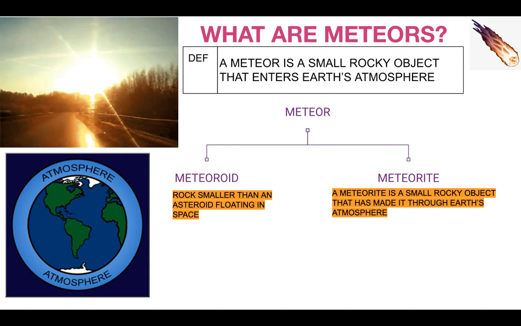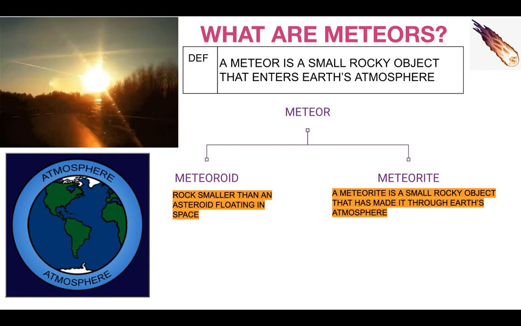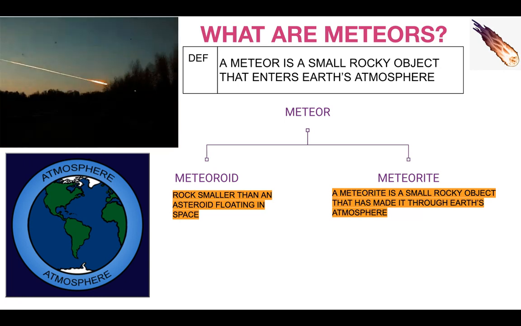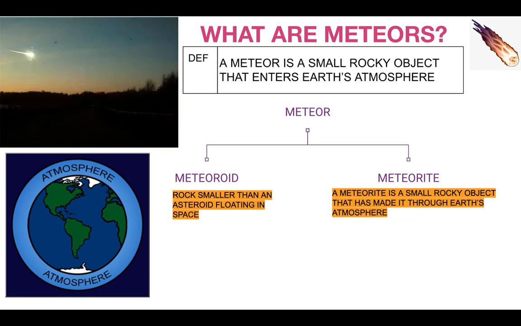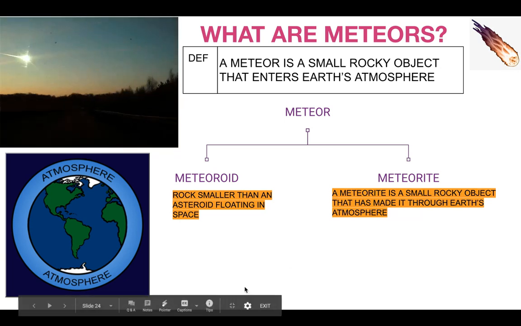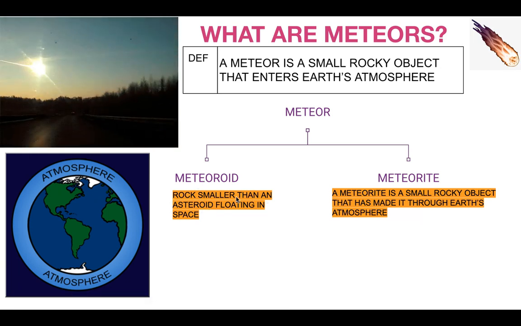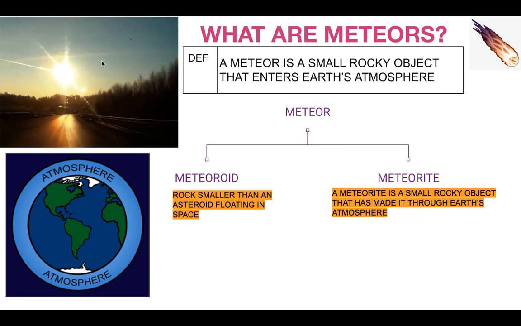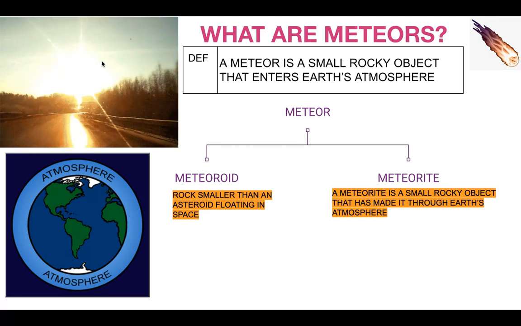So a meteor is essentially just a rock. It is a rocky object that has entered Earth's atmosphere. There are different sub branches of meteors. For example, the meteoroid is just the rocks that would be floating in outer space, so they are just orbiting the star, which is the sun. And then once it has passed into our atmosphere, it is now called a meteor.